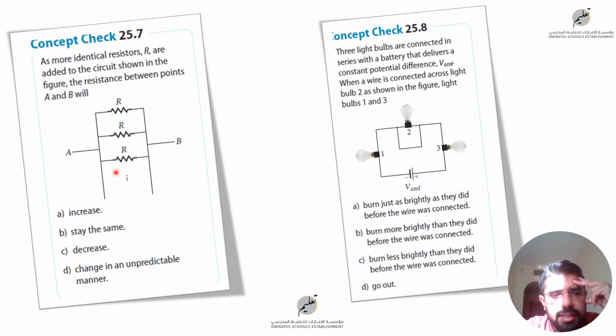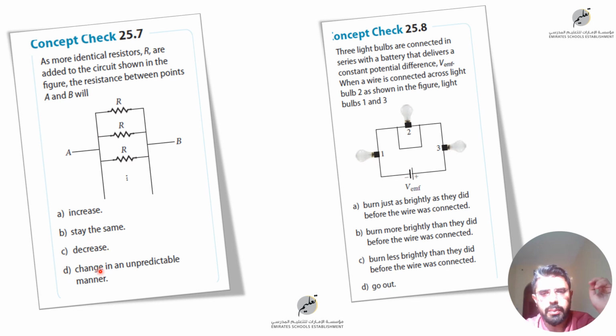Okay, it's not common sense, but let's think about it. If we add more resistance, the resistance will increase. That's our common sense, right? Every time we add resistance, the resistance between the points will increase. But if they are connected in parallel, the value of the total resistance will decrease.